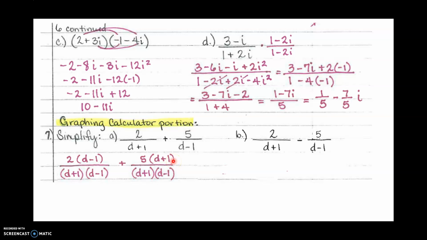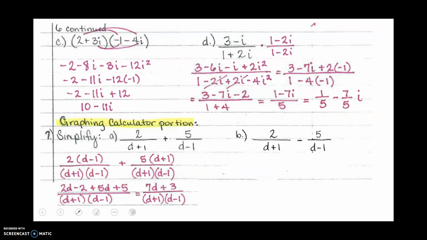All right, so why do we get a common denominator? We get it so that we can combine. So we want to combine these two numerators over that common denominator. All right, so for our numerators, we're going to have 2 times d minus 2 times 1. So that'd be 2d minus 2. And then plus 5 times d, 5d. And then 5 times 1, 5.